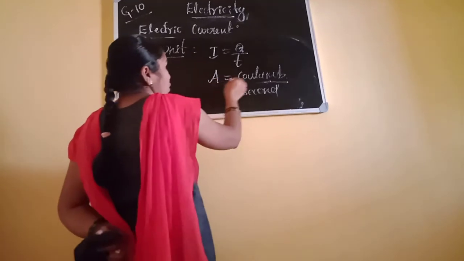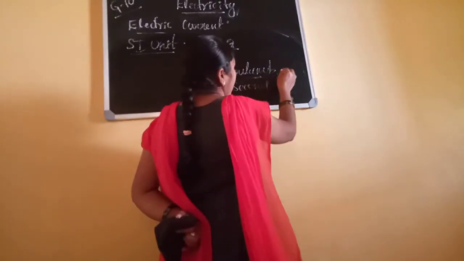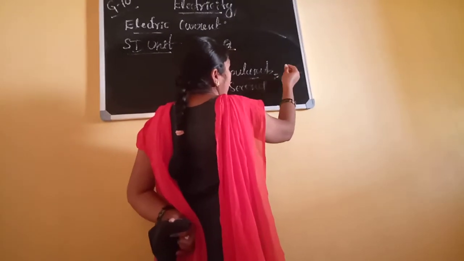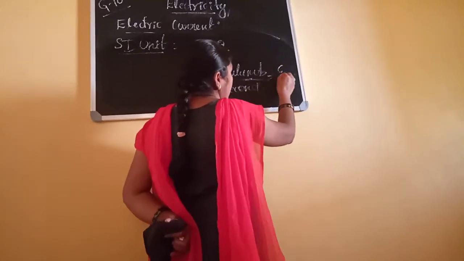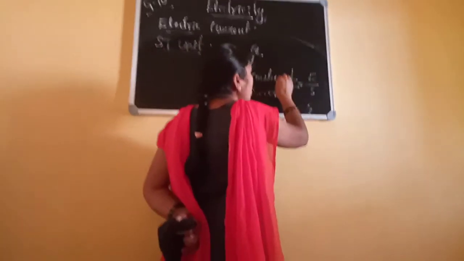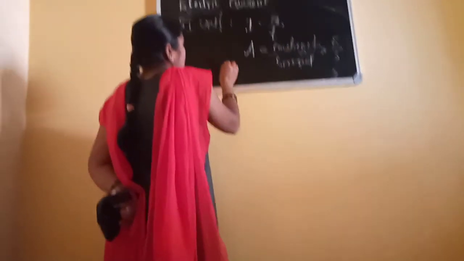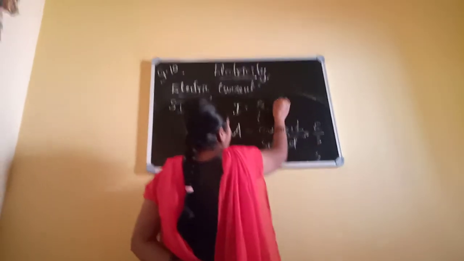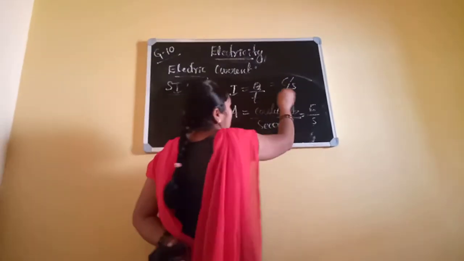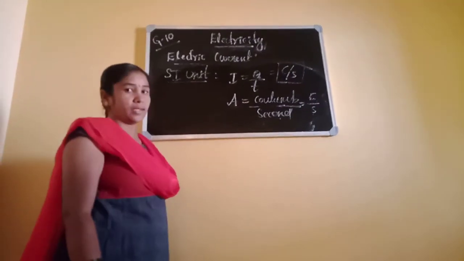Understand? Ampere is equal to coulomb per second. We can indicate this in symbolic representation as C by S. C is coulomb, S is second. Understand? The SI unit of electric current is what? Coulomb per second. Coulomb per second is the SI unit of electric current.